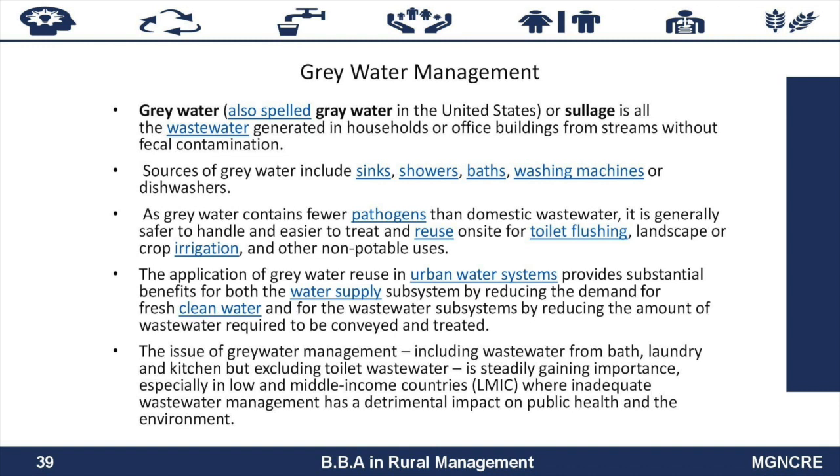Now, what is the importance and use of grey water reuse? The application of grey water reuse in urban water systems provides substantial benefits for both the water supply subsystem, by reducing the demand for fresh clean water, and for the wastewater subsystem, by reducing the amount of wastewater required to be conveyed and treated.